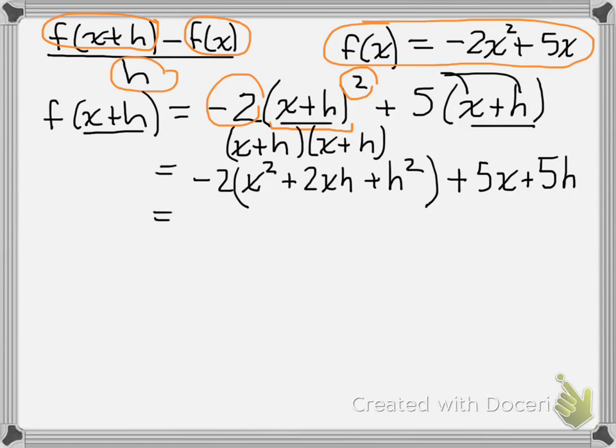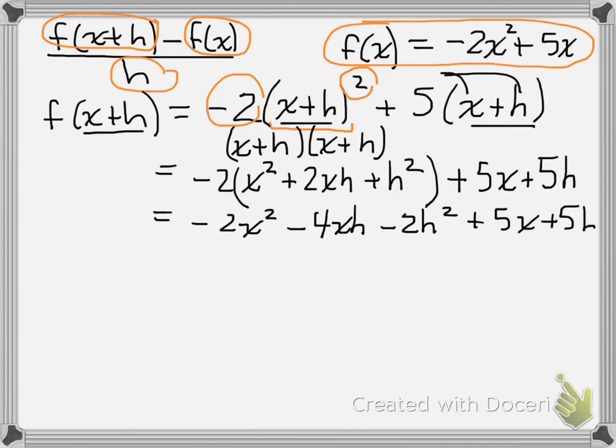Now let's multiply this negative 2. Let's distribute it into our expression here. So we get negative 2 times x squared. Negative 2 times 2, so that's a negative 4xh. And then negative 2 times h squared, so we get minus 2h squared, plus our 5x plus 5h.